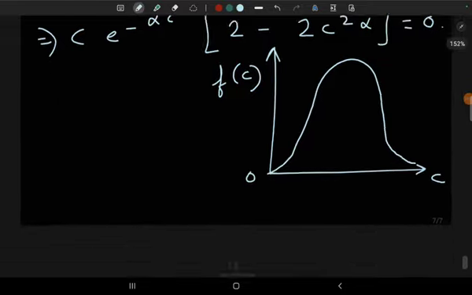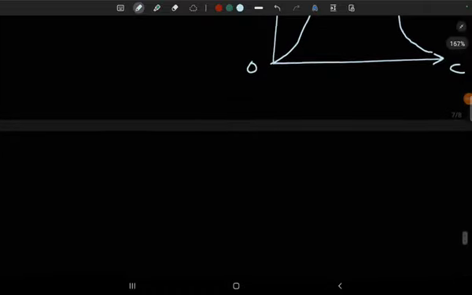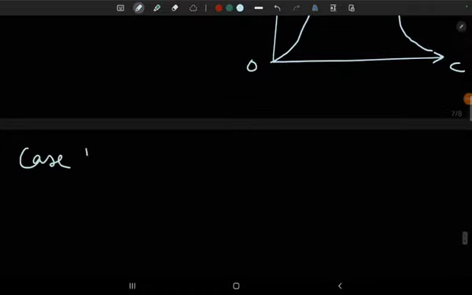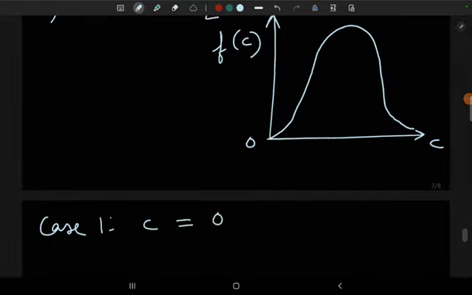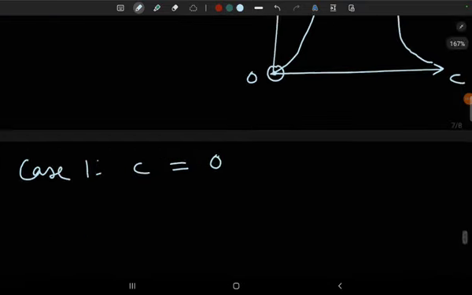So what are the values of c for which this equation is satisfied? Case 1: c equal to 0. This is again a trivial case because this represents the origin. That means the molecules which have speed 0 in the system are almost 0, that is negligible. There are almost no molecules with speed 0. So this is actually a minima.